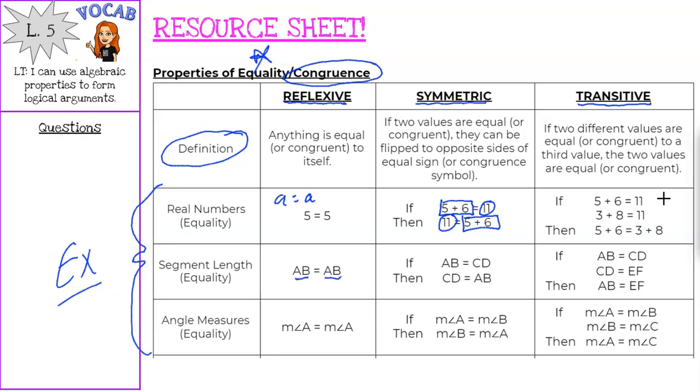The last property is the transitive property, which has some similarities to the law of syllogism. If 2 different values are equal to a third value, the 2 values are equal. So in this case, if we know that 5 plus 6 equals 11, and we also know that 3 plus 8 equals 11, we have two different values equal to the same value. Then these two values are equal. So that is the transitive property.